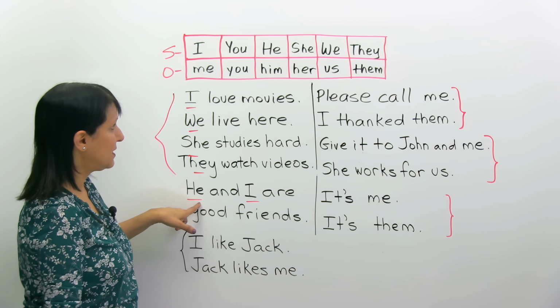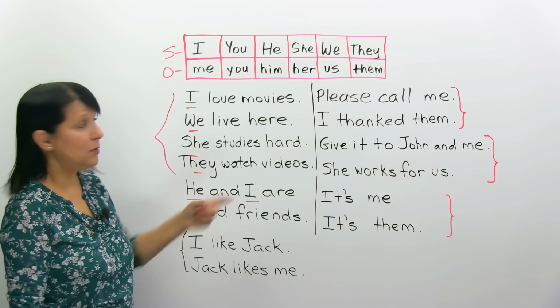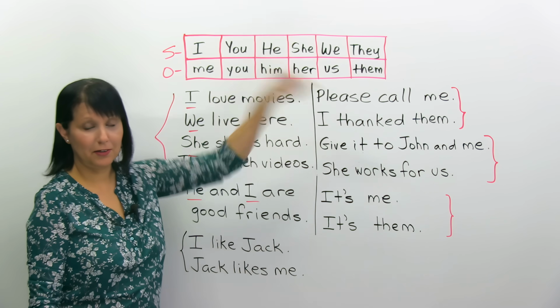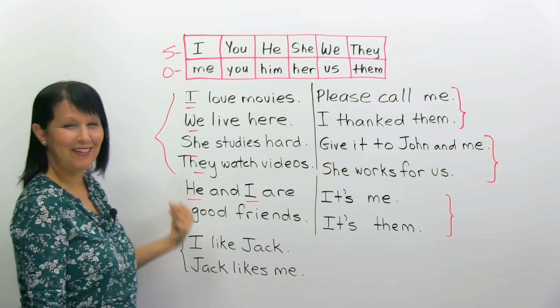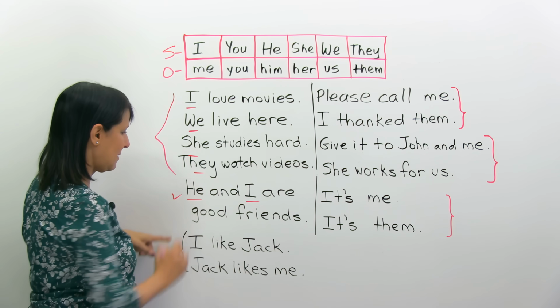Sometimes people make the same mistake here. Instead of saying he, they'll say him. Him and I. No, again, him belongs on the other side, the object, right? Not the subject. All right, so that's something else.